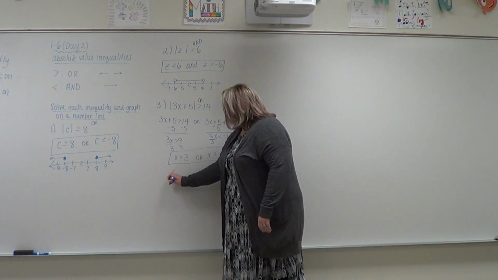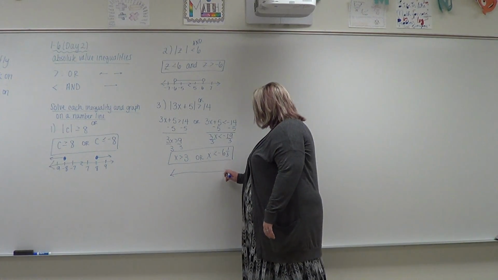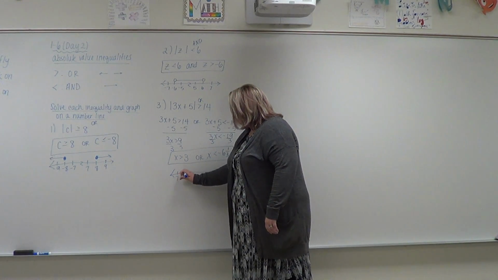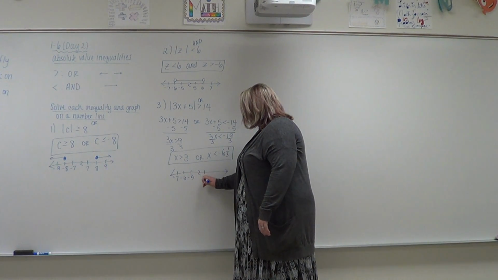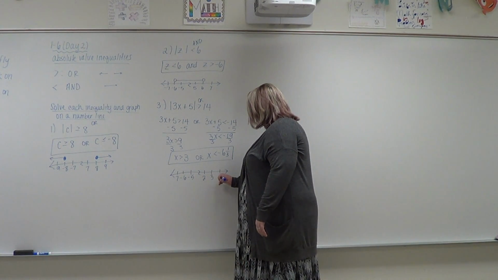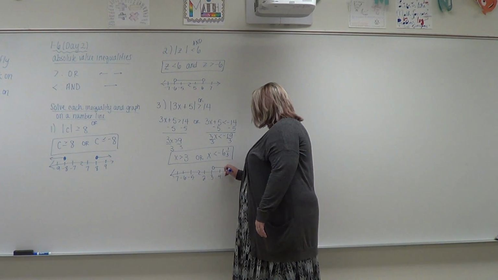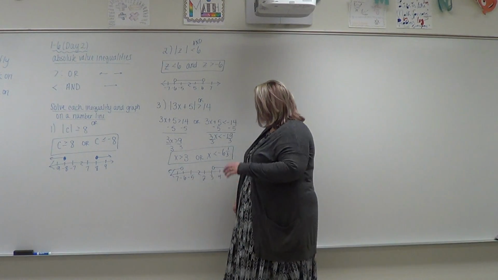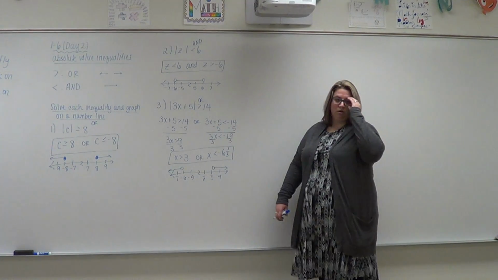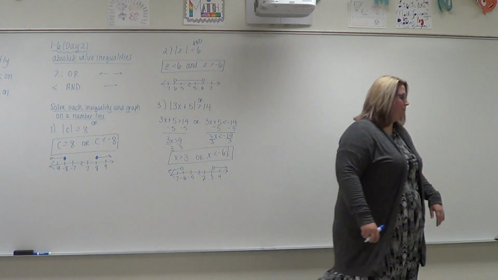Okay, when I graph this on a number line, it's an or, so these are going to go away from each other. If you want to graph fractions, you can. If you want to just put them in between like I'm going to, that's fine. So open circle at 3, open circle at negative 6 1/3, and then they're going to go away from each other because it's an or.